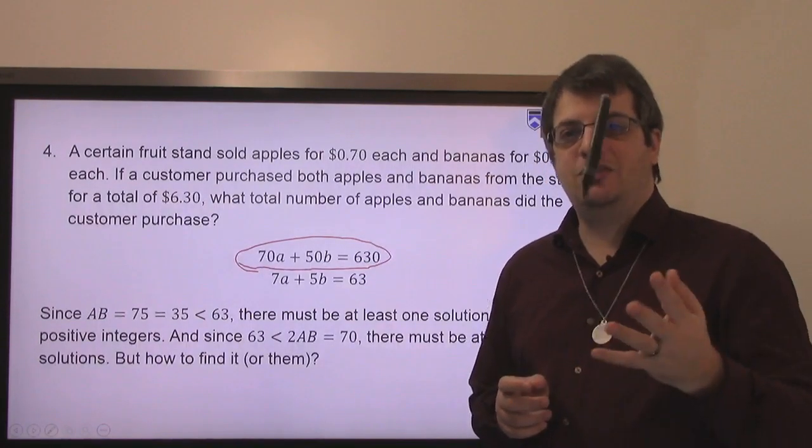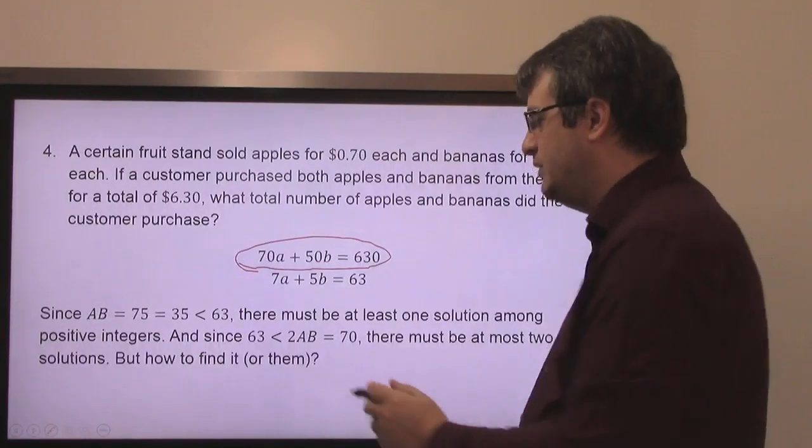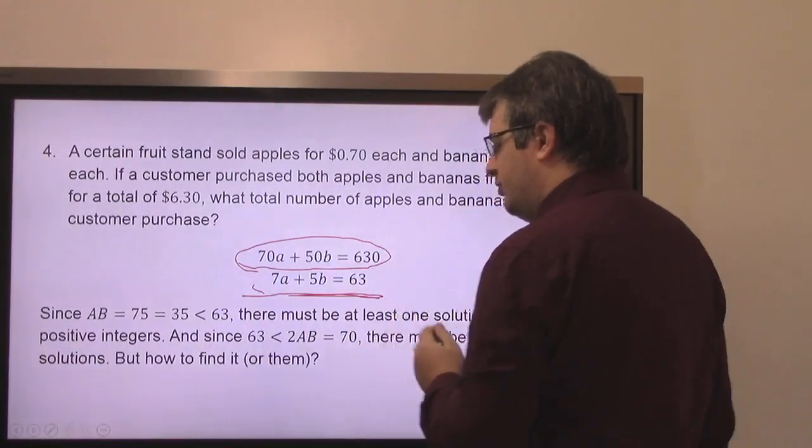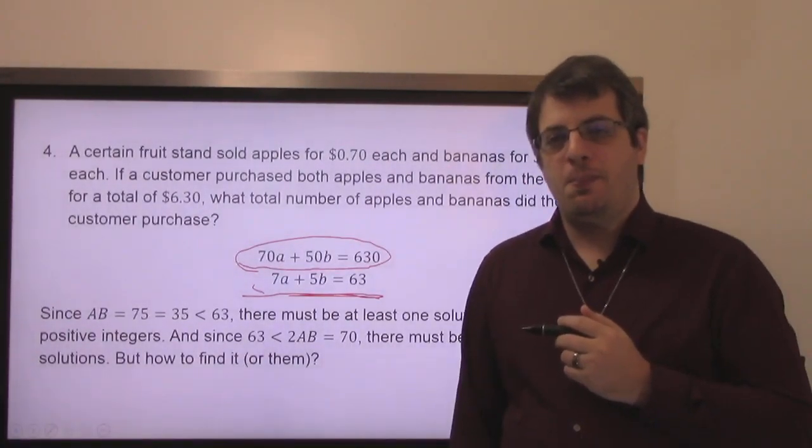Okay, so anyway, does everyone agree with that equation, and with, of course, reducing it by a factor of 10? 7a plus 5b equals 63.